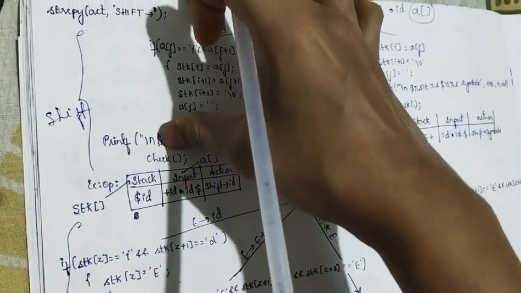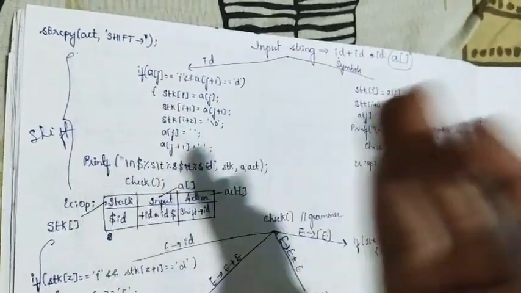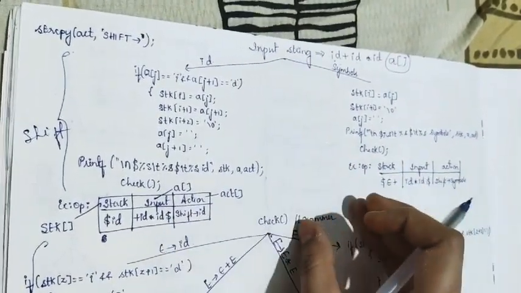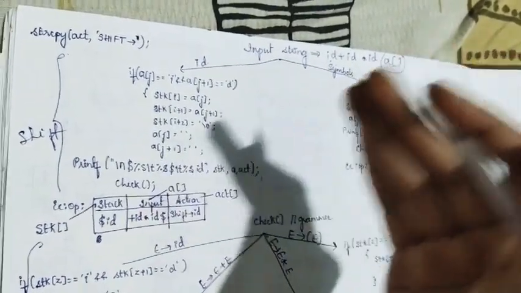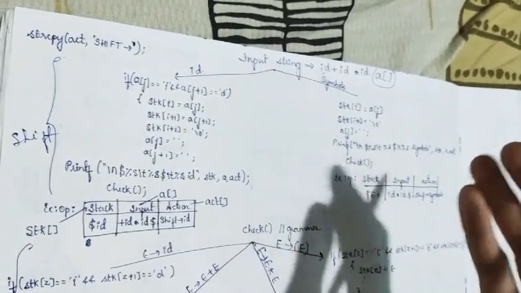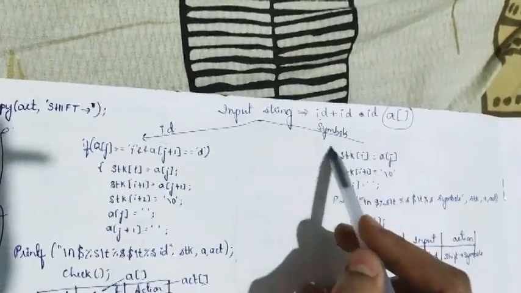So this is the shift part and this is the reduce part. When we were shifting, all we were doing is checking whether it's an ID or a symbol. Whenever we perform a shift, one token is shifted from the input buffer onto the stack. So two things can happen: either it can be an ID or it can be a symbol.